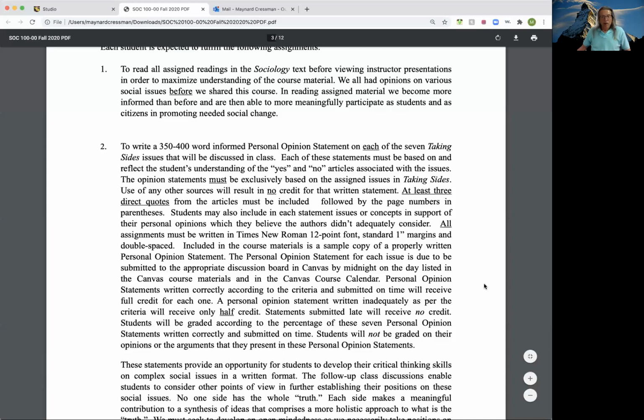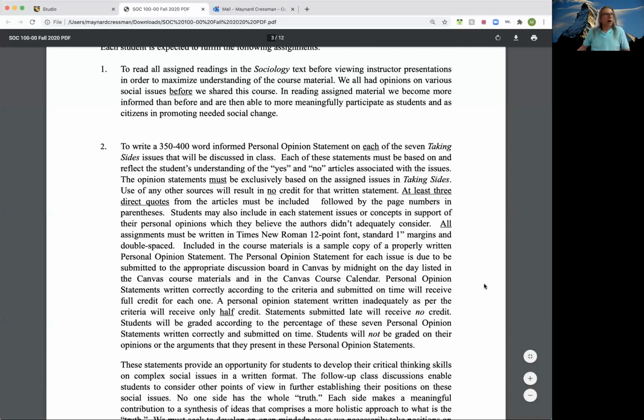It's very important that when you write these, you do not rehash what the authors simply had to say. I read them, you read them. If you spend the first part of the paper going, the yes position said the following, blah, blah, blah, let me summarize the no position. No, don't do that. I read it, you read it. I want 350 words of what do you think about this, and I want you to take a position.